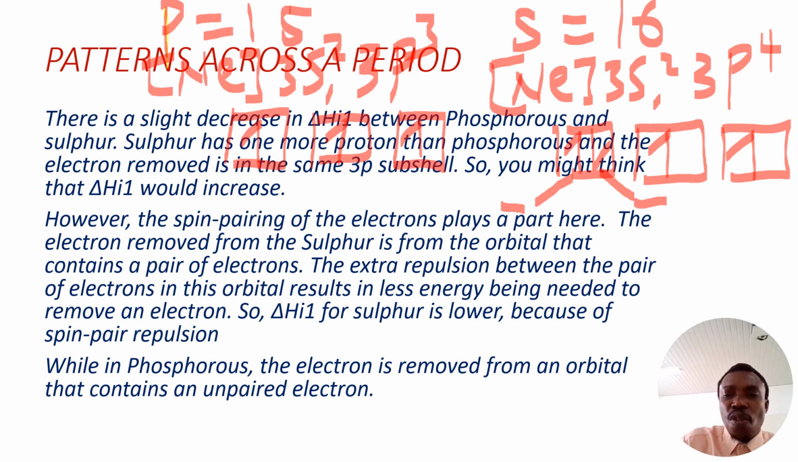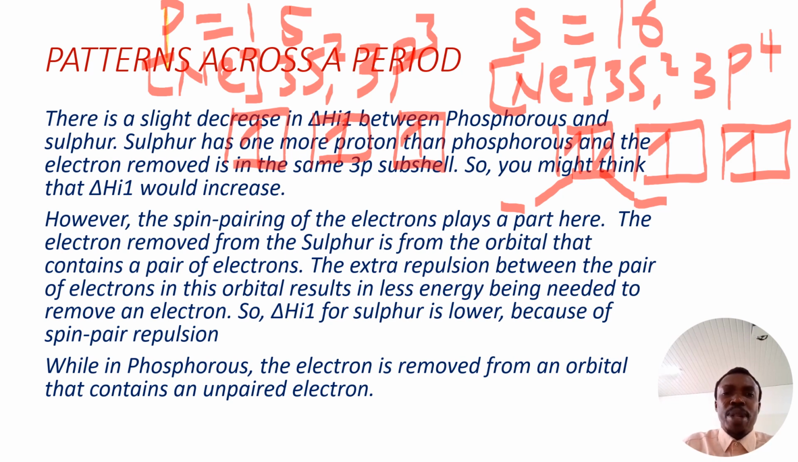In phosphorus, the first electron is removed from an unpaired orbital. So more energy is needed to remove an electron from an unpaired orbital compared to a paired orbital, as a result of spin pair repulsion. So the ionization energy of sulfur is lower as a result of spin pair repulsion taking place. There's a slight decrease in the first ionization energy between phosphorus and sulfur. Despite the fact that sulfur has one more proton than phosphorus, the electron removed is in the same 3p subshell, so one might think that the first ionization energy would increase. However, the spin pairing of the electrons plays a part here.